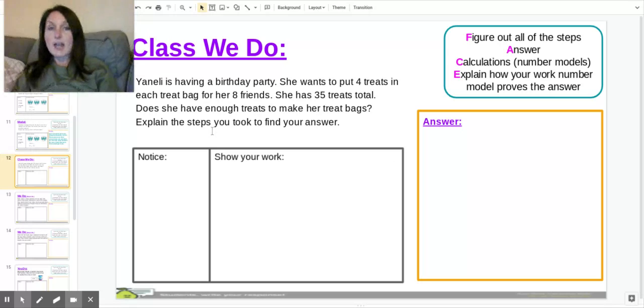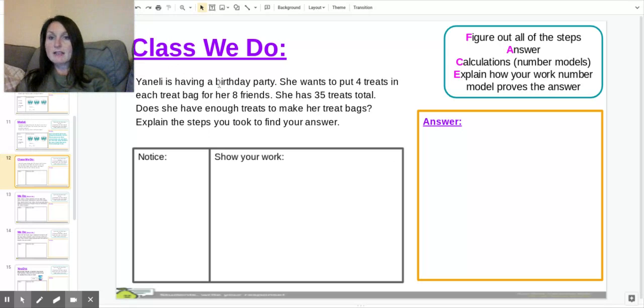Okay, this one, let's kind of do a little bit together. So it says Yaneli's having a birthday party. She wants to put 4 treats in each treat bag for her 8 friends. So here, what do you notice? Well, right, we have 4 treats in each bag. She's got 8 friends. She's got 35 treats total. Does she have enough to make her treat bags?